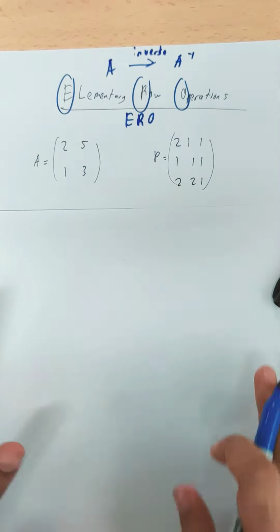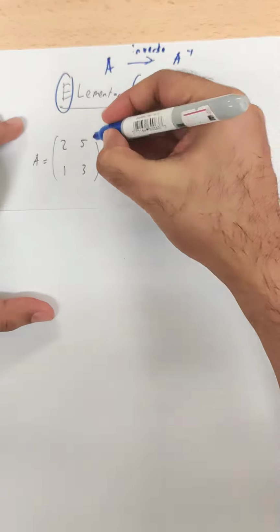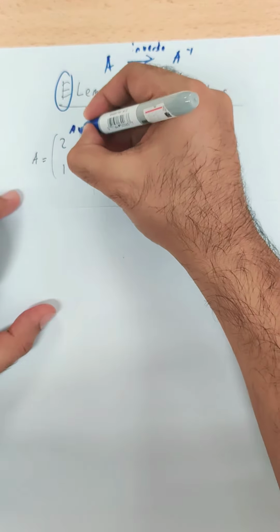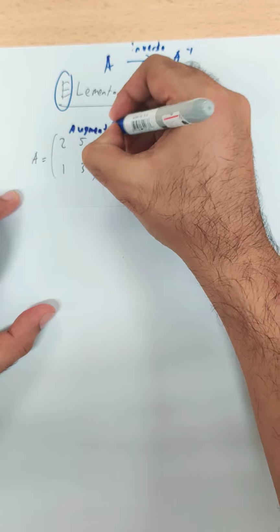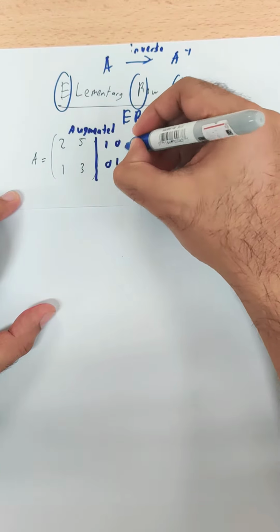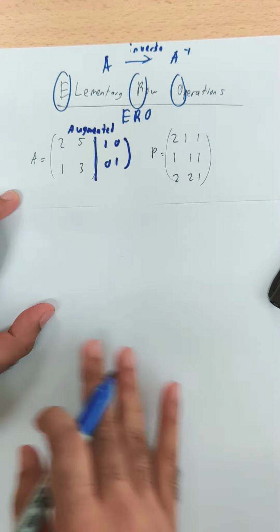So I'm going to give you here a brief example of introduction. Let's say that's a matrix A. So what we're going to do is make it into augmented form. What do I mean by augmented form? You're going to change it into something like this: 1 0 0 1. Basically we are putting the identity on the right hand side. If this is the 2 by 2 matrix, this is what you got.